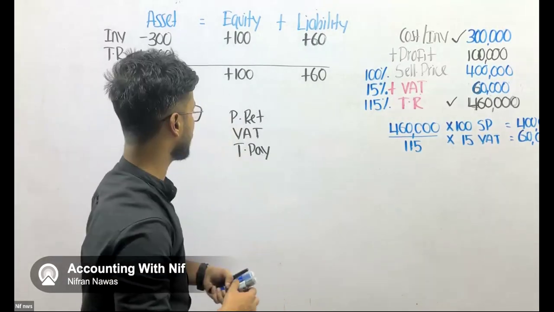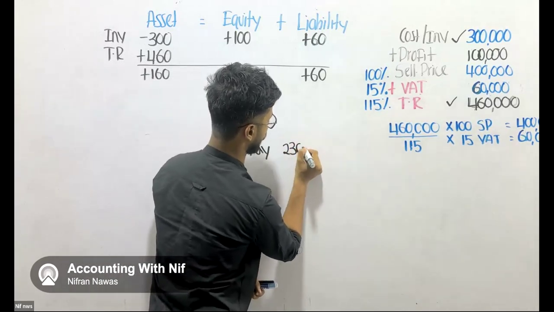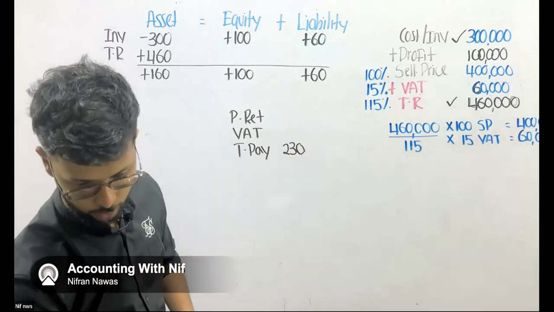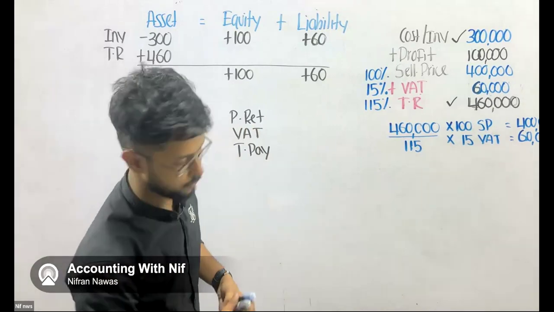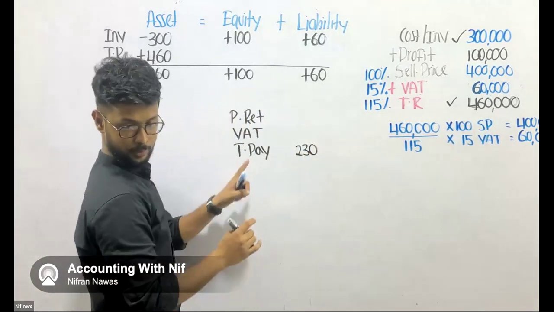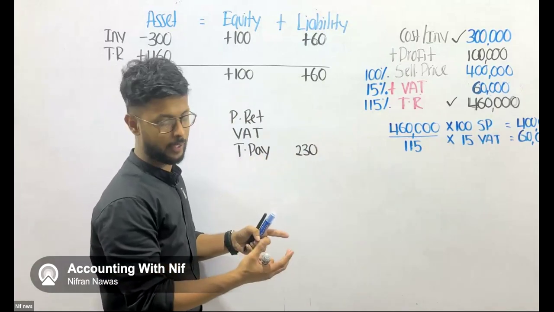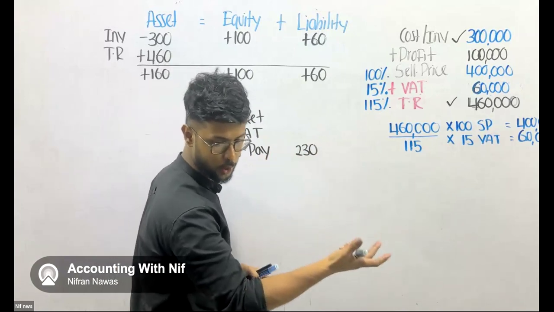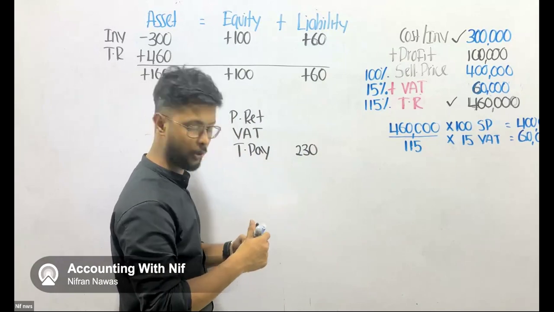So it's not purchase return, it's trade payable. 230 is trade payable. Did you understand? Because it includes VAT. The invoice price includes VAT. So now, are you going to charge VAT or are you going to dismantle it? You are going to dismantle it.